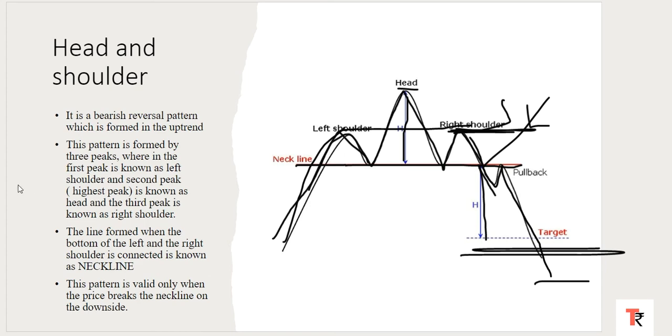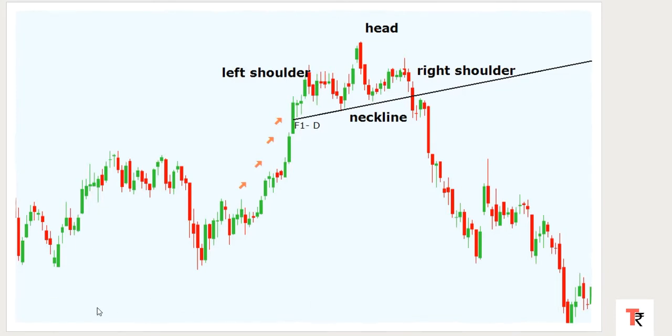So going forward to the next, let's see one example on the chart of a head and shoulder pattern. You can find that after the price moved up, after the peak it formed this and this and this.